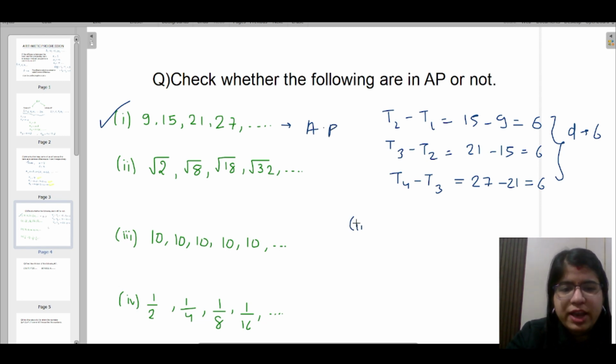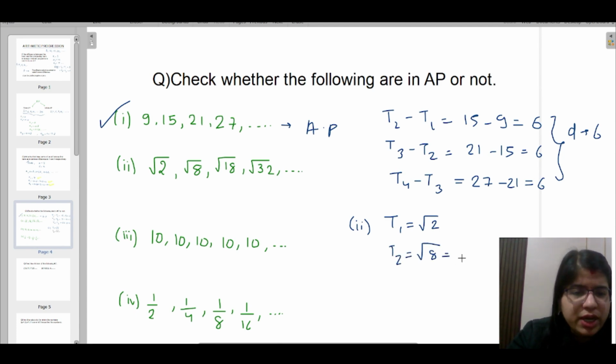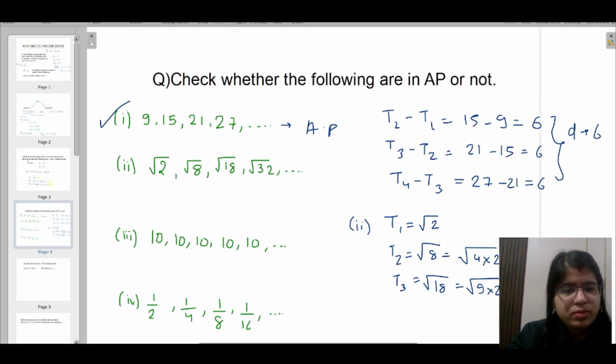For the second question we have root 2, and the second term is root 8. Okay, and then we have 18. So here we have t1 is equal to root 2, t2 is equal to root 8. Students, root 8, how can you write it in another way? We can write it as 4 into 2. Now when 4 comes outside, it will be 2 root 2. Similarly, t3 is how much here? T3 is under root 18, which is equal to 9 into 2. So we will have 3 root 2, like this.